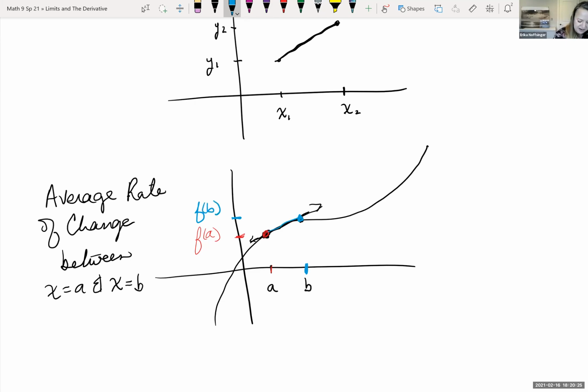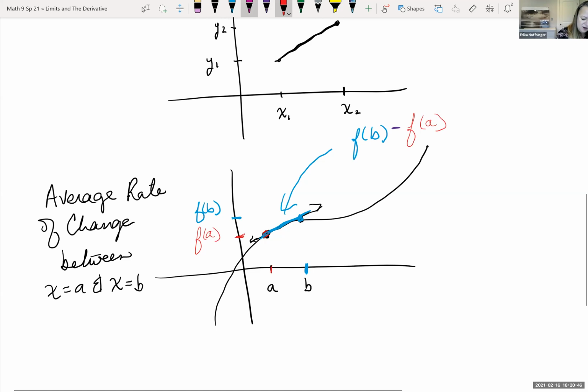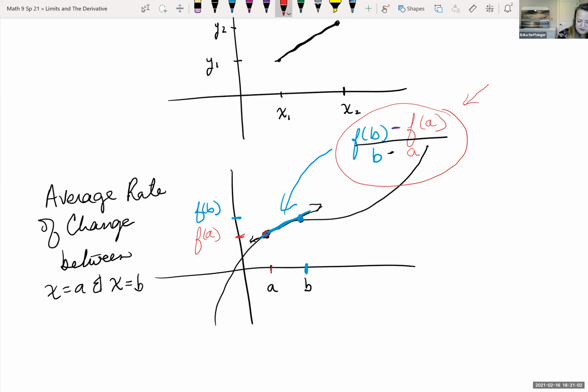So I want to find the slope between those 2 points. And again, it's just like we were doing above. It's the change of your y value. So your f of b minus our f of a value, our y value when x was a, all over b minus a. So that's our average rate of change.